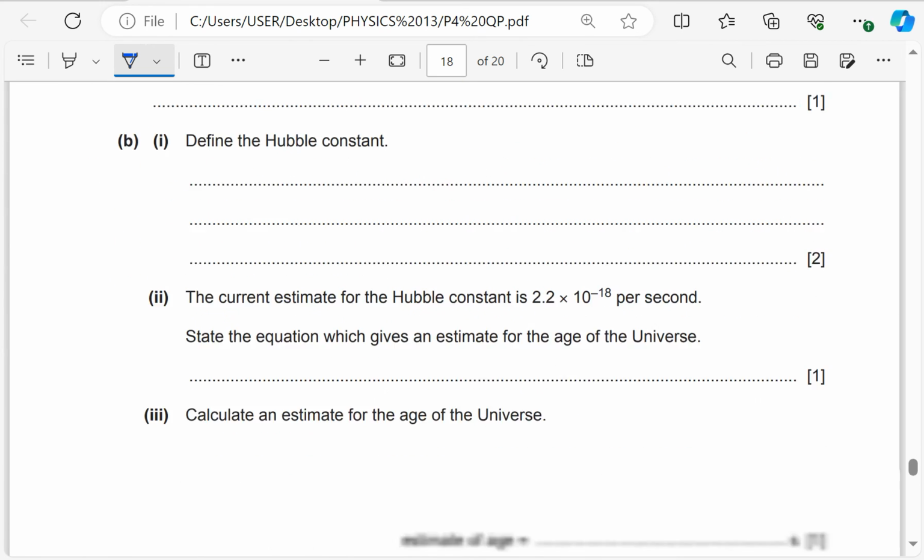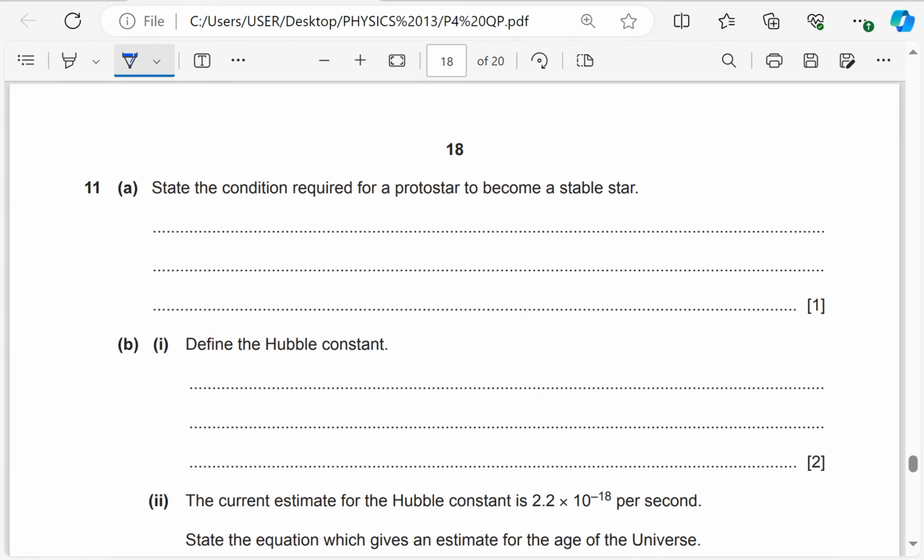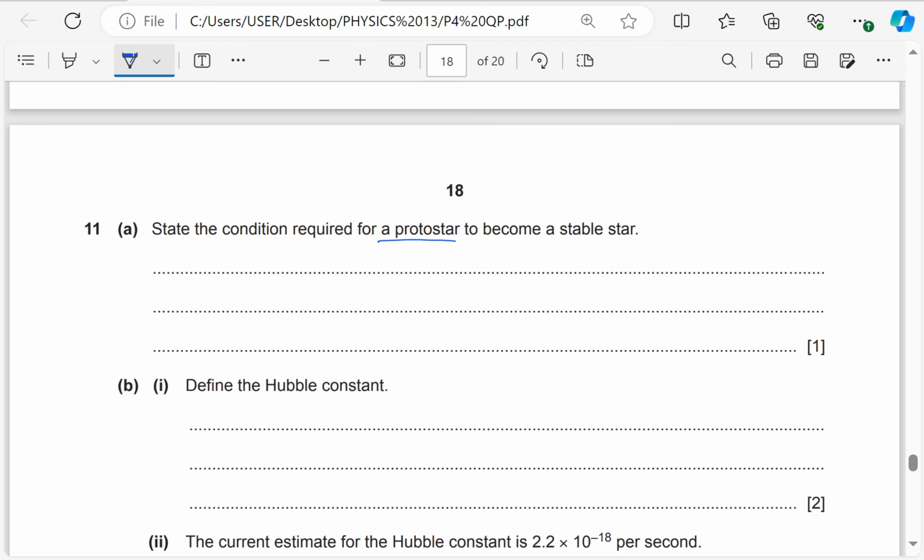And last, I think, is space physics, that is astronomy. State the condition required for a protostar to become a stable star. Of course, we know for a protostar to become a stable star, the inward gravitational force acting on the star should balance with the outward force due to the high temperature, which is always found in the center of the star. If that does not happen, then it will not be a stable star.